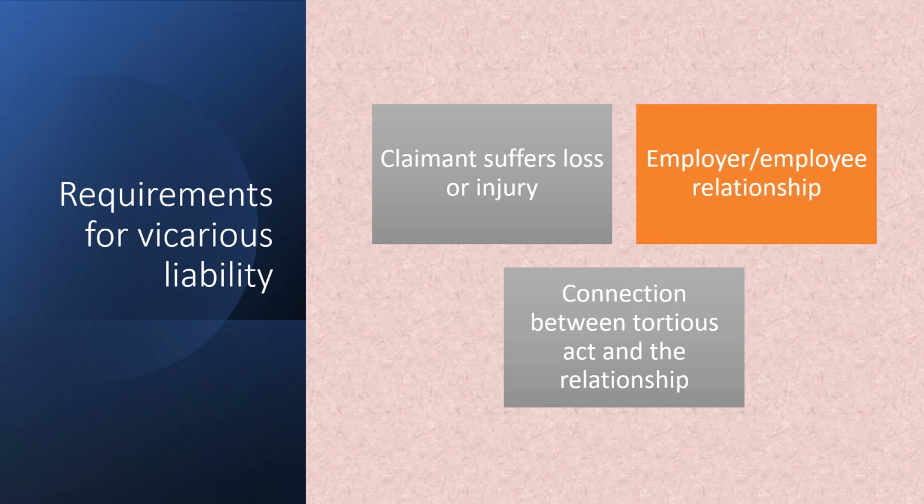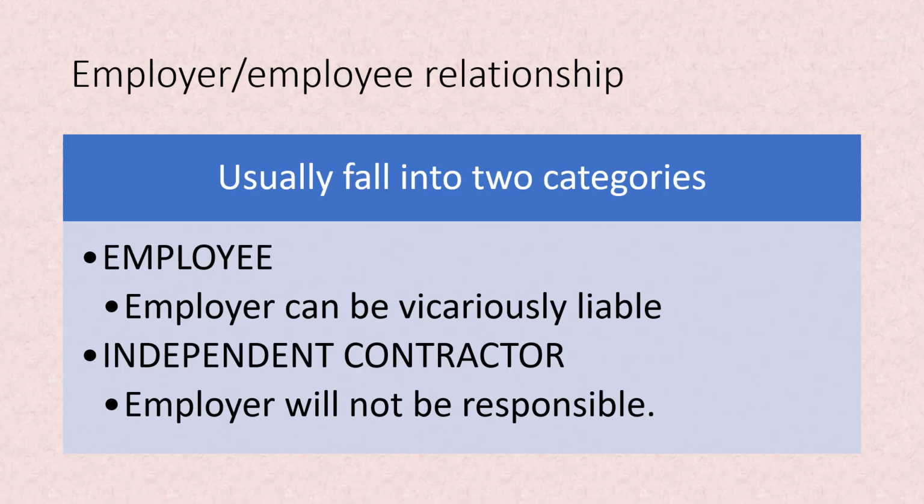So the first big question is, are they an employee? You're only going to be responsible as an employer for someone who is your employee, and so they usually fall into two categories. If they can be proven to be an employee, the employer can be vicariously liable. If they're not, they're classed as an independent contractor, and the employer will not be responsible. So the test will fail at this first stage.